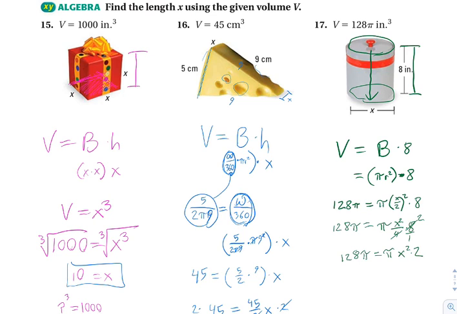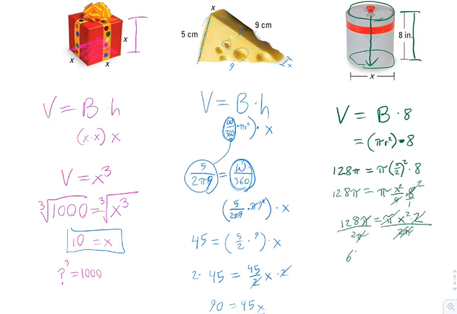Now I'm going to divide both sides by a pi and a 2, or 2 pi, which will cancel out the 2 and the pi in one fell swoop. And so what I end up getting is 128 divided by 2, or 64, is equal to x squared. So, square rooting both sides, I get x equals 8. Now, technically it'd be plus or minus 8, but obviously as x is a diameter, it has to be a positive length.